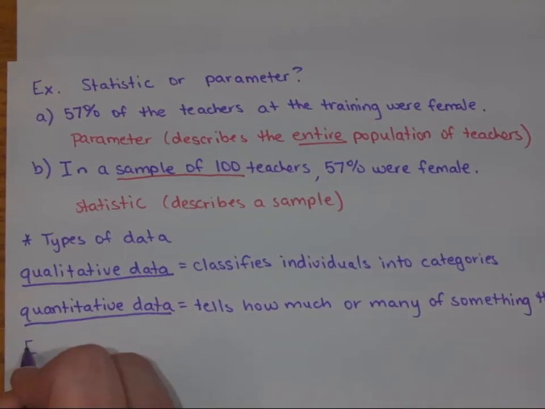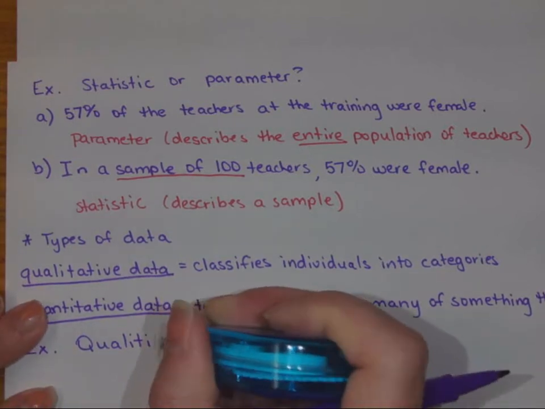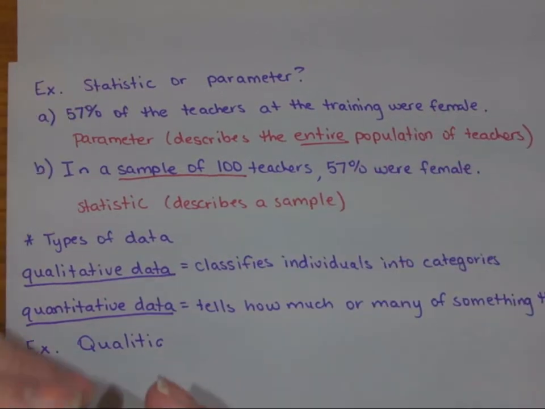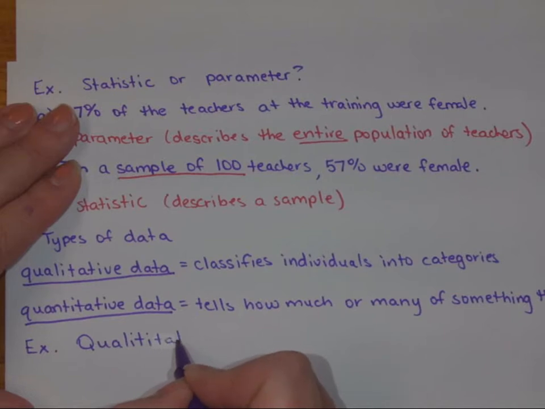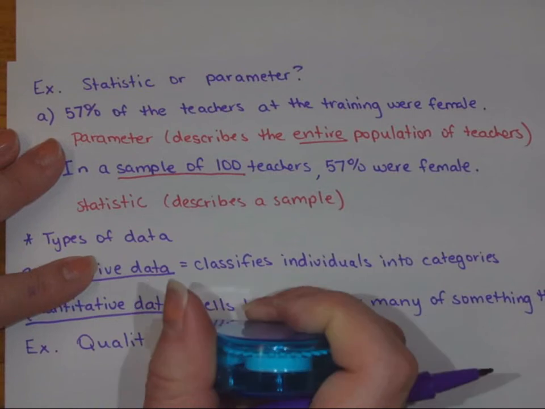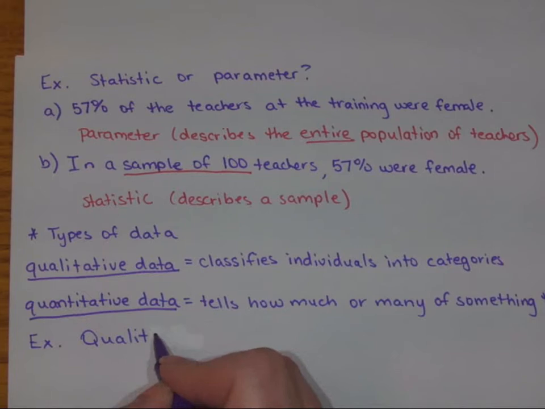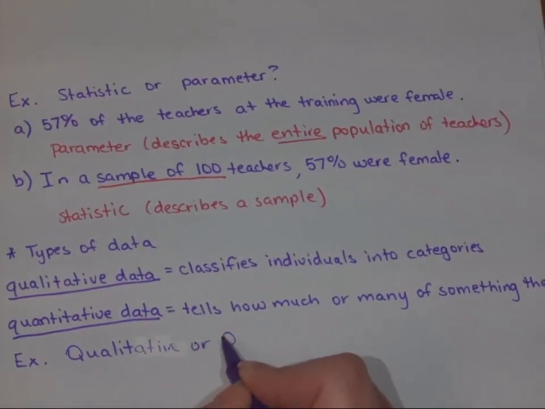Okay, so let's do another quick example, kind of like we did for statistic or parameter. I want you to tell me whether this is qualitative or quantitative. I can't spell apparently. Oh well, there we go. I really can't spell. There we go. All right, qualitative or quantitative?